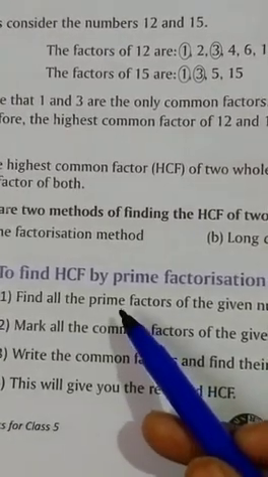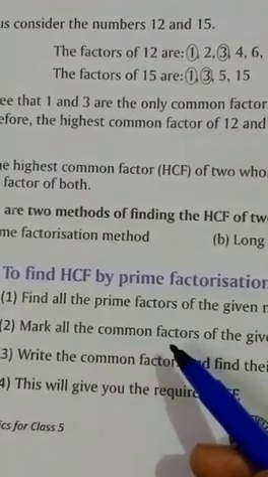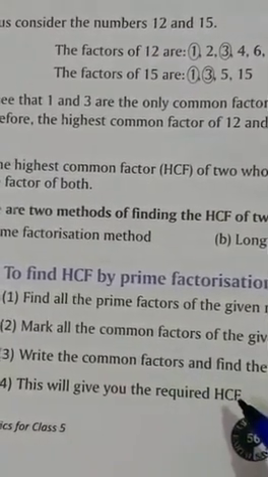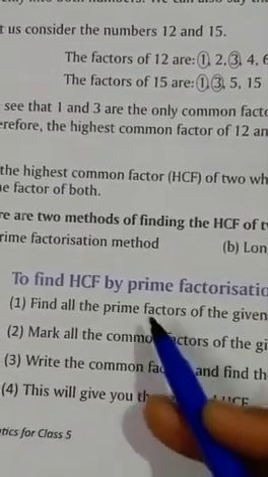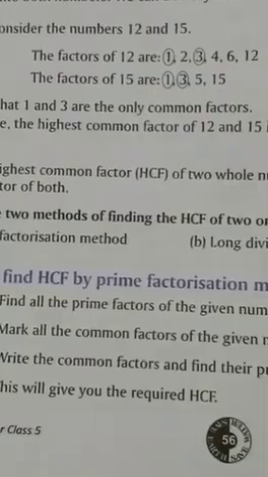First of all, you have to find the prime factors, then find out common factors from them, and now multiply all the common factors, then you will get the HCF. This is the process of finding HCF by prime factorization method.